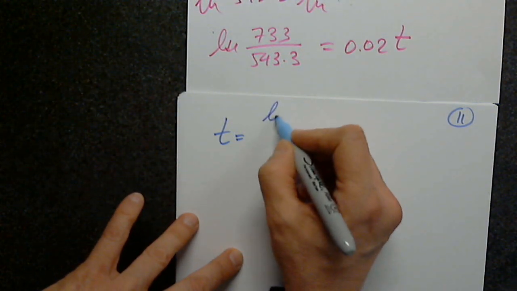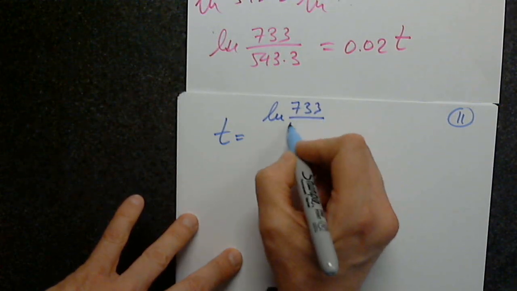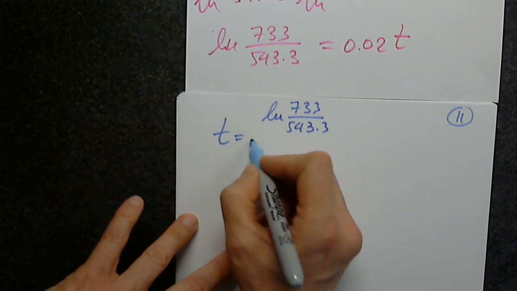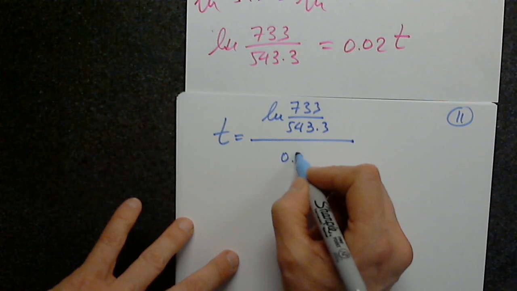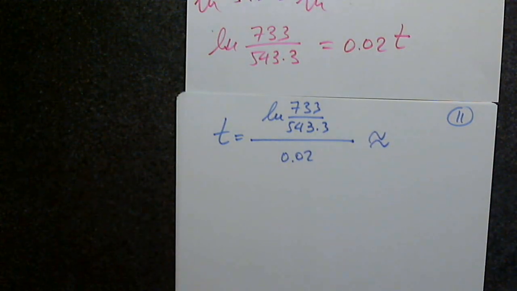Natural log 733 over 543 over 0.02. Very good. So please calculate and give me the answer.